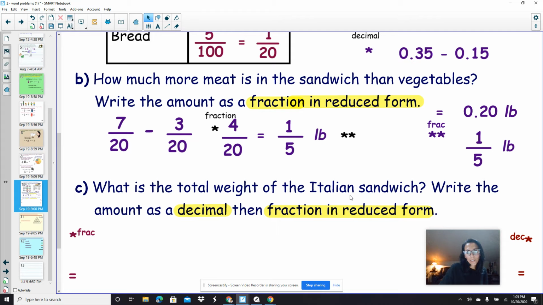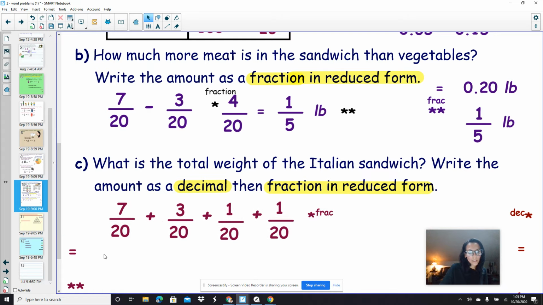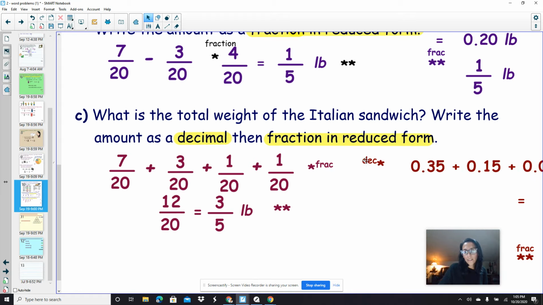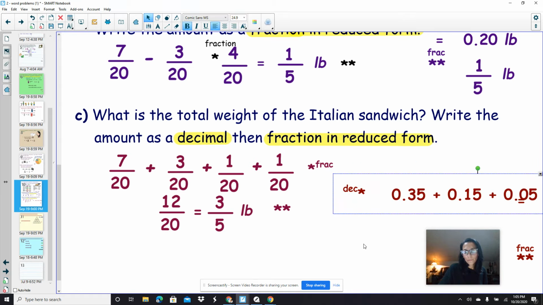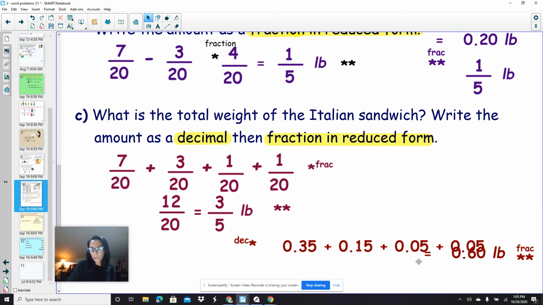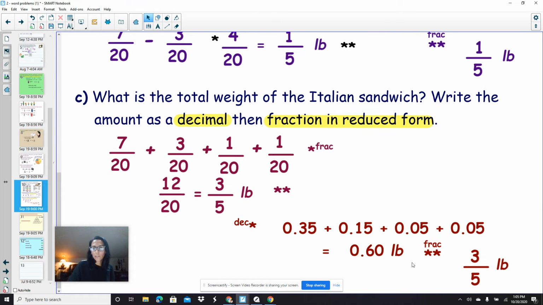What is the total weight of the Italian sandwich? Write as a decimal, then as a fraction in reduced form. So we're going to add up all of that weight. We get 12 out of 20, which is 3/5 of a pound. So as a decimal, let me drag this over here, get myself out of the way. We get 0.60 pounds, which is also 3/5 of a pound.